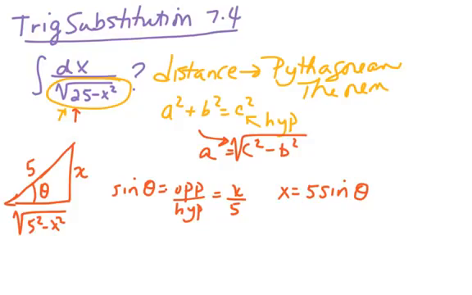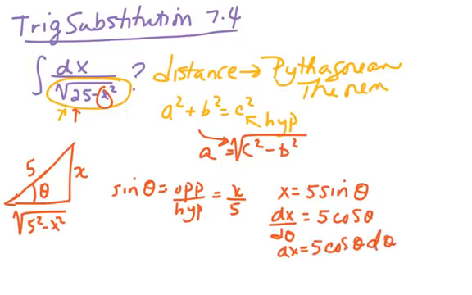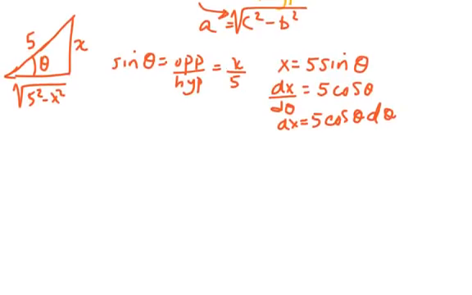Okay, so I've got x's in here. Let's take the derivative of x with respect to theta, and that's 5 cosine theta. So dx is equal to 5 cosine theta d theta. Now let's substitute. This concept of substitution in mathematics is incredibly powerful. You're taking something more complex or possibly unsolvable the way it is, and you make a substitution in the hopes of getting something simpler or solvable. So let's substitute what we know so far.